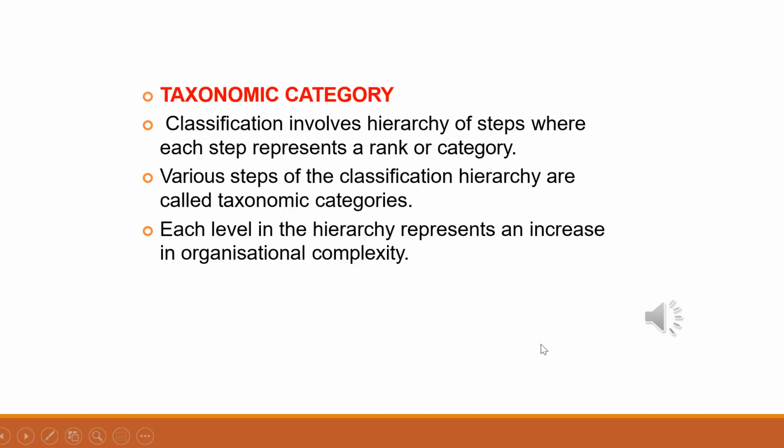Hierarchy of categories is the classification of organisms in a definite sequence of categories, which are called taxonomic categories. It's a descending order starting from kingdom and reaching up to species, or an ascending order from species to kingdom. The number of similar characters of categories decreases from the lowest rank to the highest rank. The hierarchy includes 7 obligate categories: kingdom, then division or phylum, class, order, family, genus, and then species. Each level in the hierarchy represents an increase in organizational complexity.